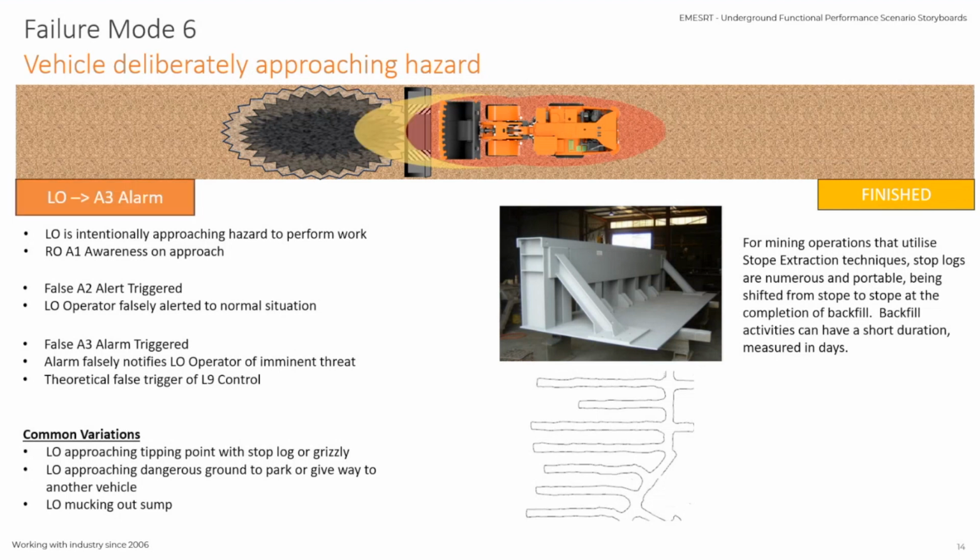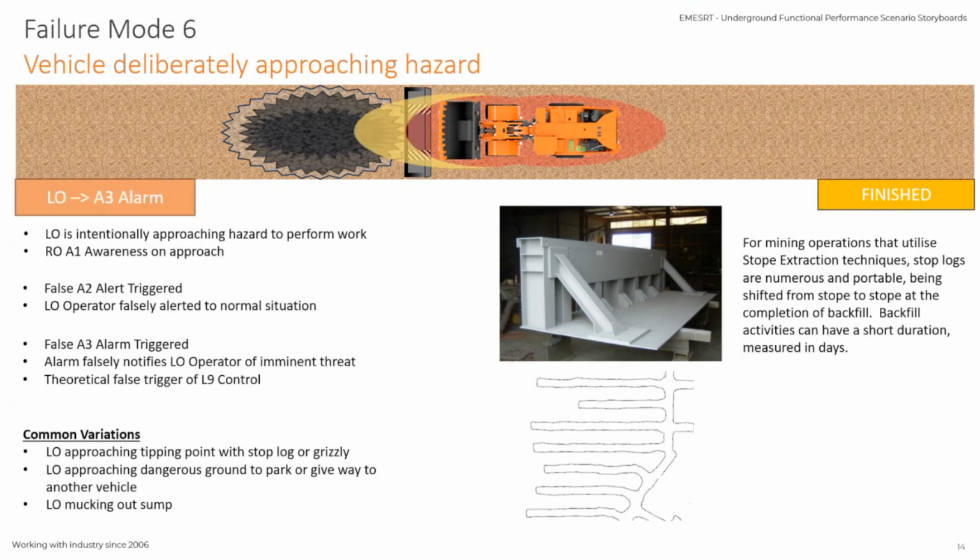It could be the unsupported ground, so you could have a jumbo approaching unsupported ground in order to set up and do some ground support work. It could even be a loader mucking out a sump. So a lot of operations will only allow a loader to enter a sump, and that's so they can muck out all the fines, all the mud that's built up, or the shotcrete fibres that are washed in, depending on the operation. So sometimes we actually need to deliberately do that.